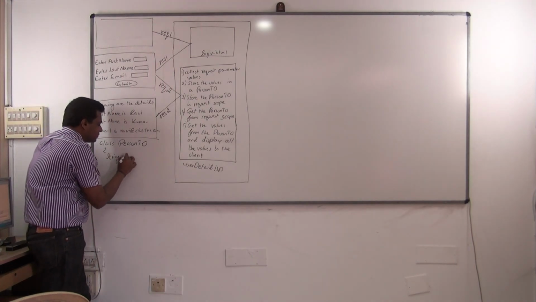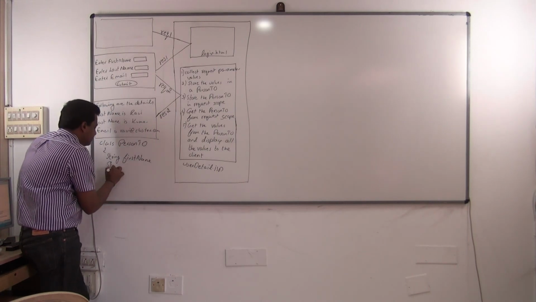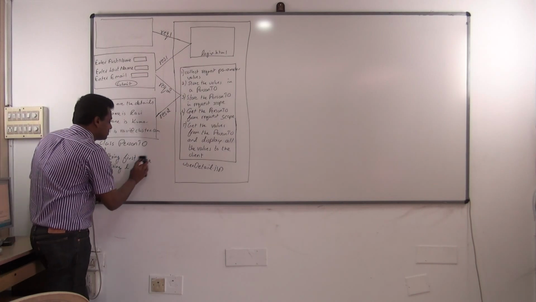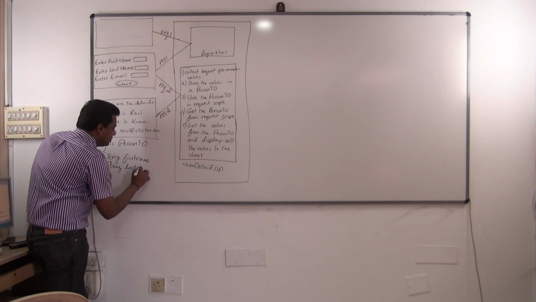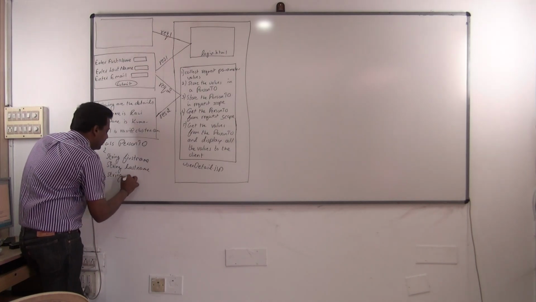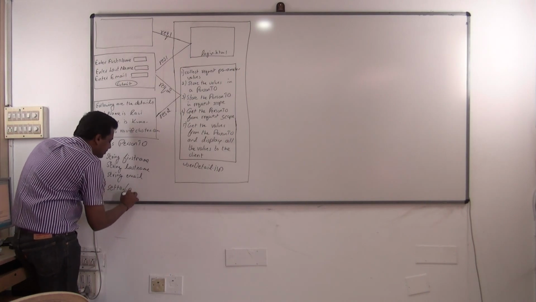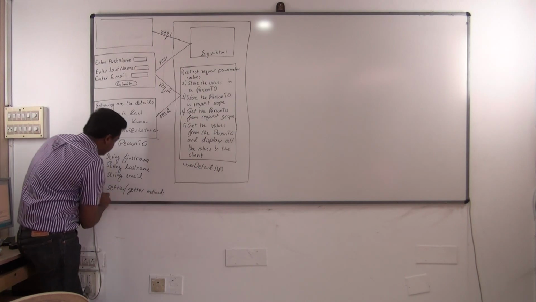String first name, string last name, then string email. And likewise you'll have what? Setter getter methods. You'll have the setter getter methods for all of these. So this is how your TO is going to be.